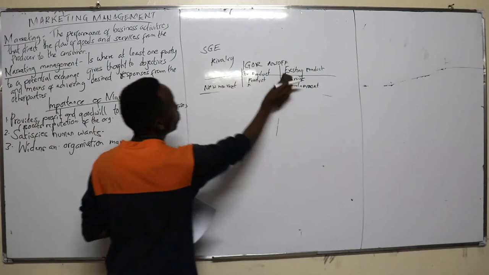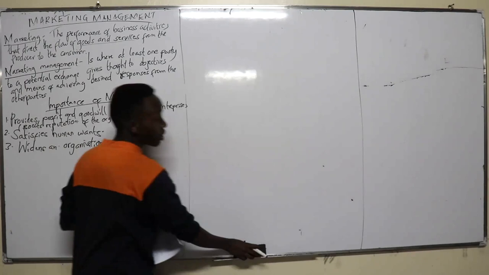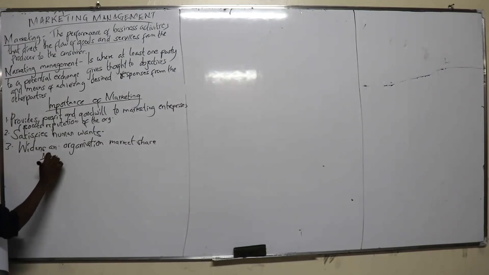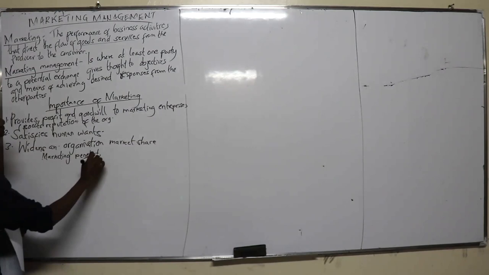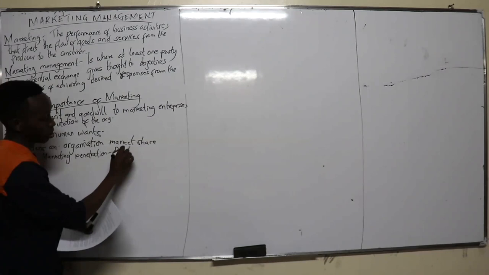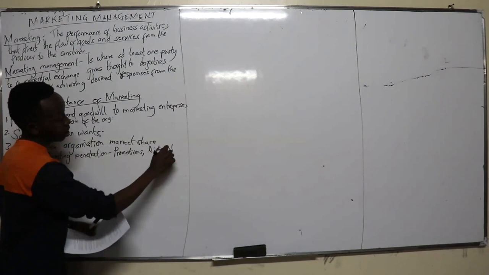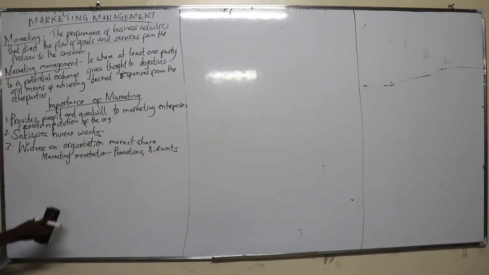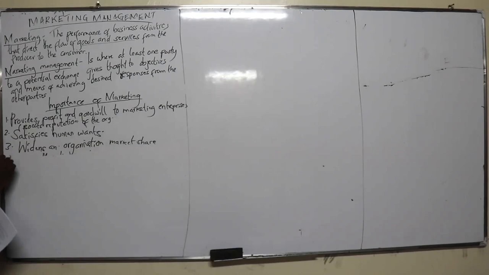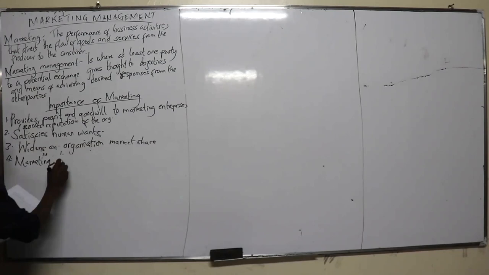So one of the strategies that a company that is in an environment filled with rivalry can use is marketing penetration strategies. What this means is, you can offer promotions, discounts, and even offers. So we are saying that marketing widens an organization's market share, and then also, another point is that marketing creates avenues of employment.